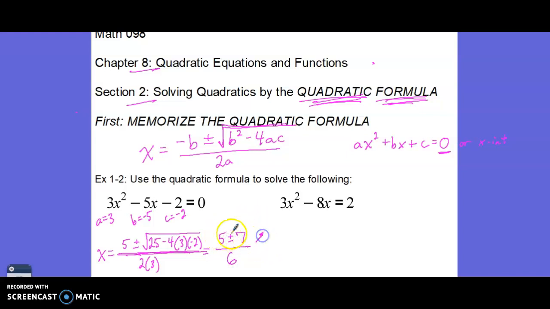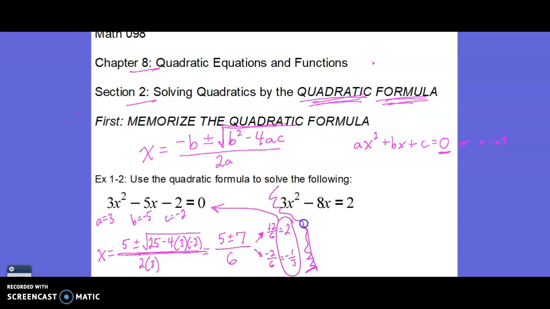You get 5 plus 7, which is 12 divided by 6 is 2. But you also get 5 minus 7, which is negative 2 divided by 6, which would reduce to negative 1/3. So these are the two answers for x in this problem.